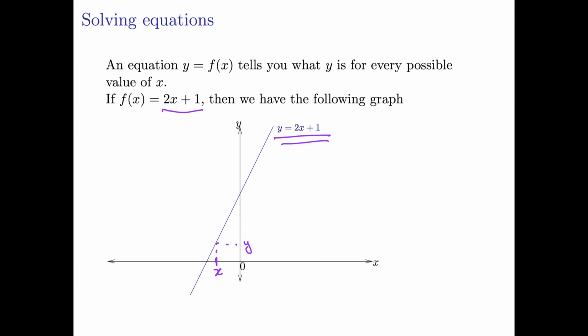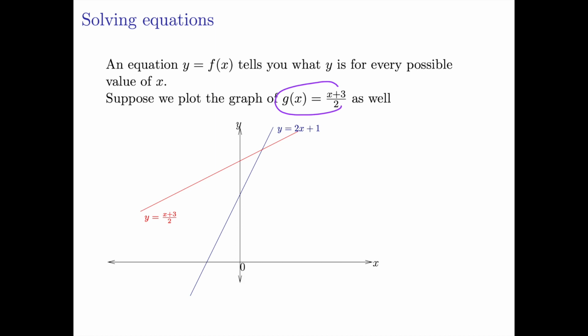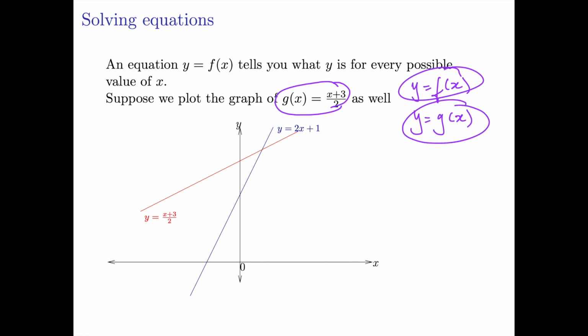A single equation like this isn't going to tell us what x or y has to be. It just tells us the relationship between x and y. Suppose we plotted the graph of this function g as well. So we have another equation, y equals g of x, for some other function g, which is (x plus 3) over 2. Then we get this other relationship between x and y. So when you have two equations, y equals g of x and y equals f of x, then you've got two different relationships between x and y. So now you can find out at what x and y do both of these equations hold true. Graphically, that's just the point where these two lines intersect.